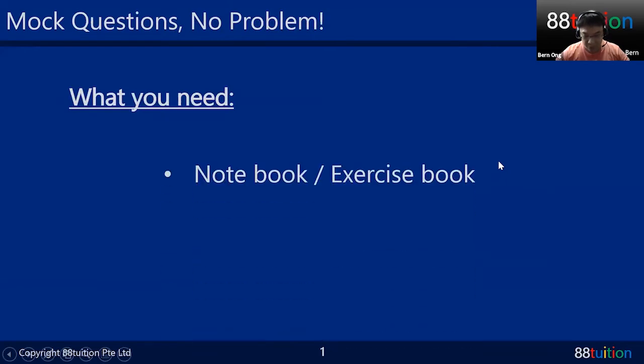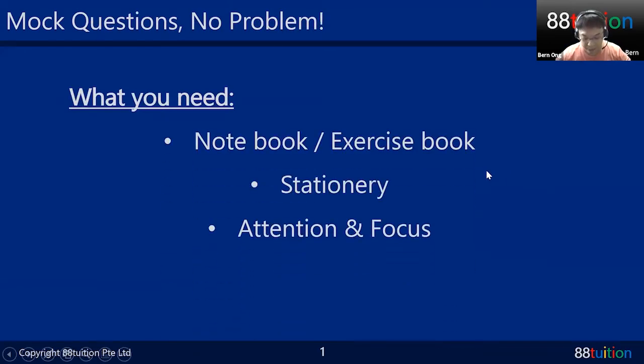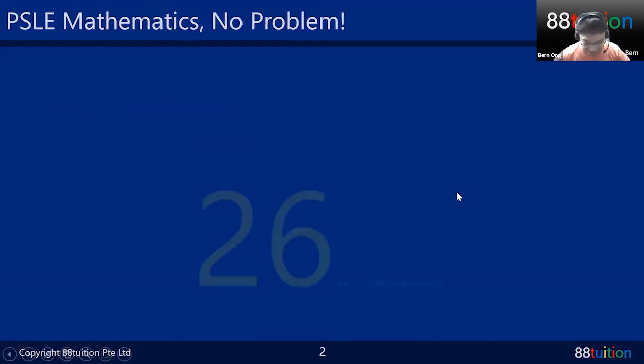Okay, so the things that you need for paper 1, no calculator. Later, then take out your calculator. So these are the things. You've seen this so many times already, right?